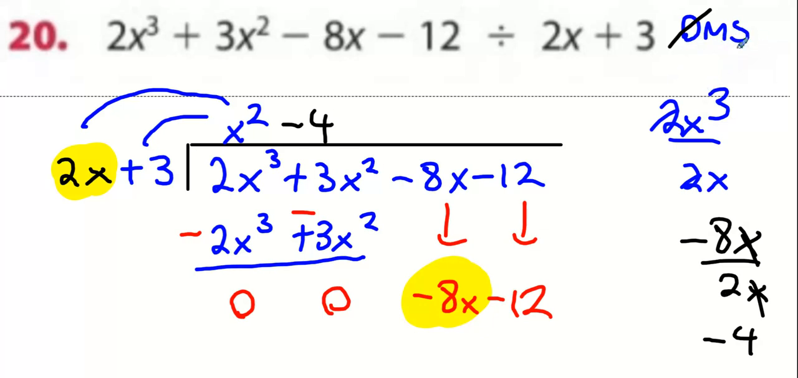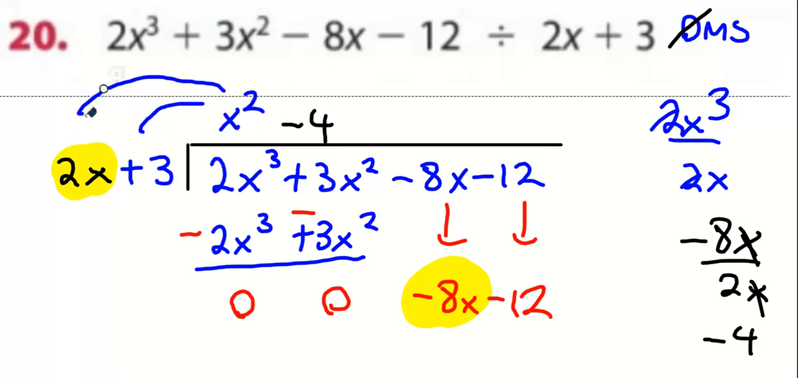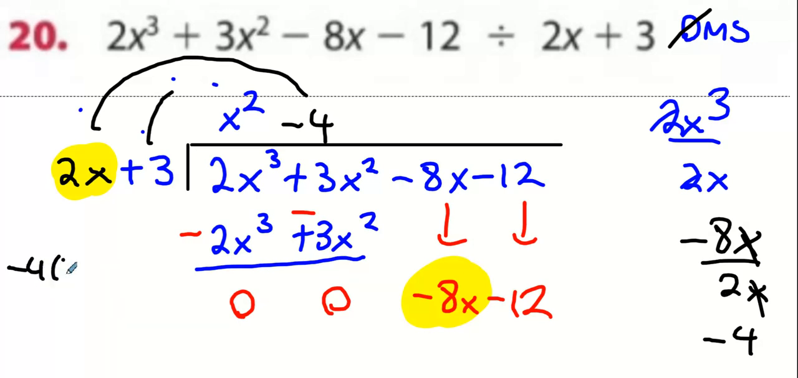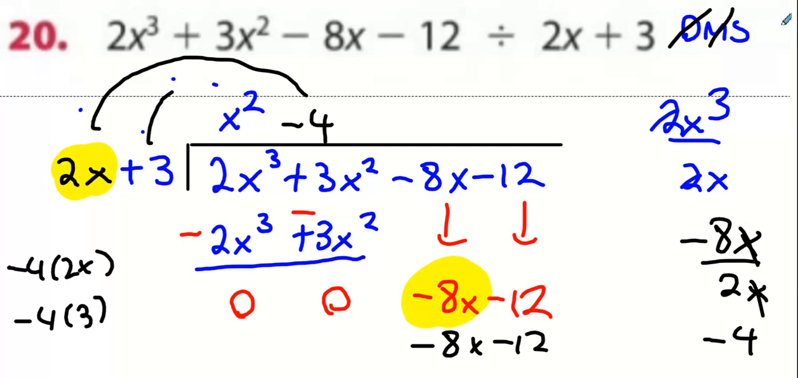DMS, divide, multiply, subtract. So we're going to multiply. What are we multiplying this time? We already did that. Yeah, that's exactly what we're doing. So what do you get when you multiply it out? What's minus 4? Yeah, it's minus 8x. Minus 4 by 3. Yeah. After M, what is there? So it's already subtract. So what do you need to do? Yeah. And then you get a remainder of 0. And yeah, you're done.